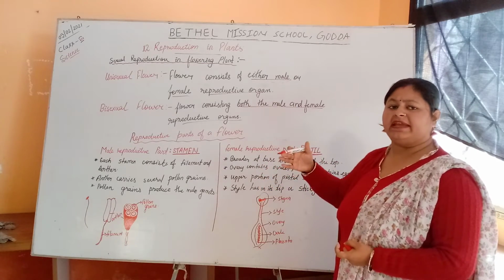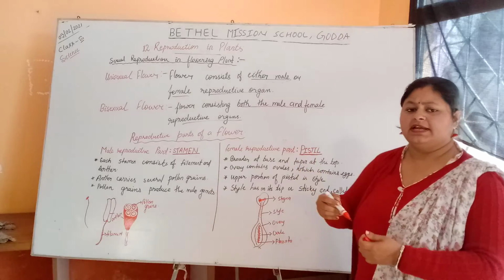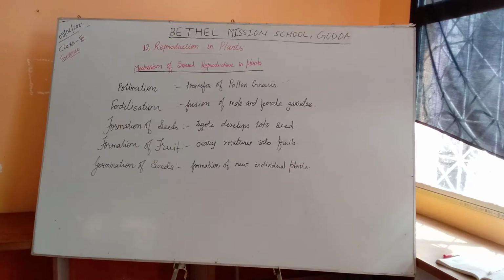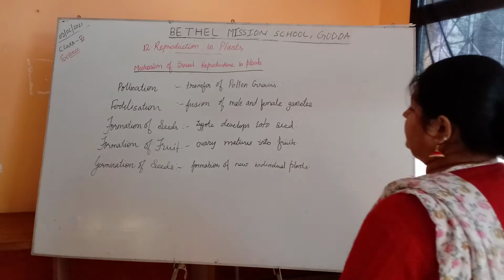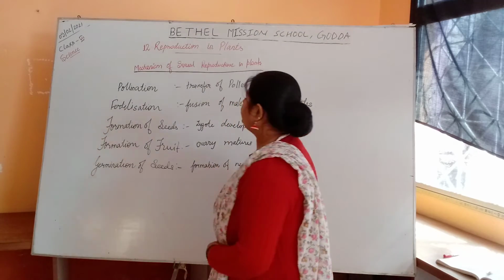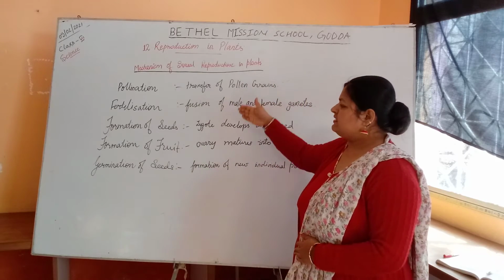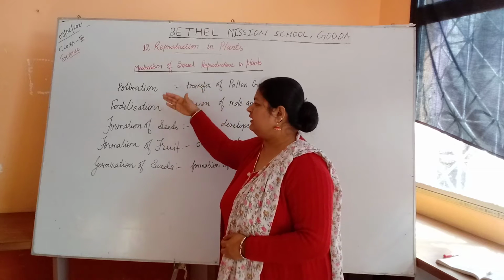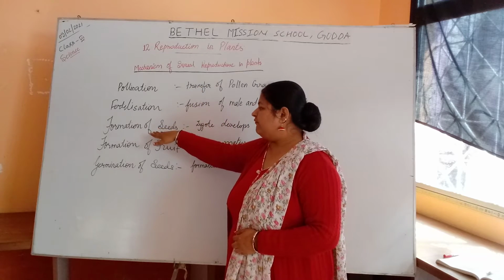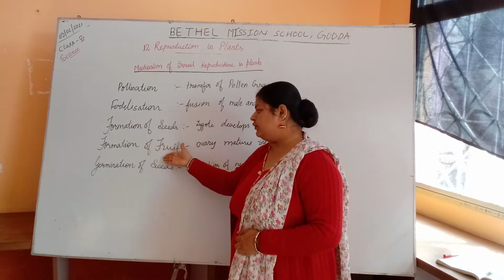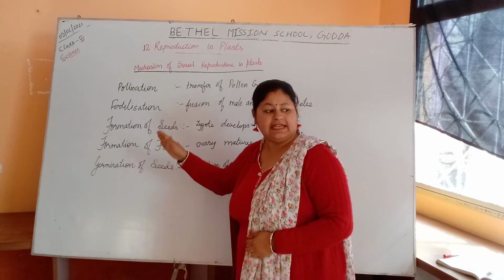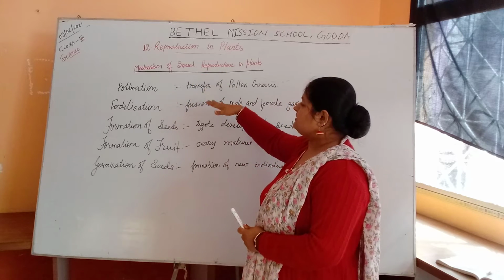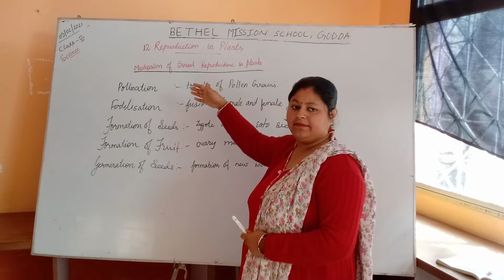Next we will learn the mechanism of sexual reproduction in plants. What are the steps followed by plants for sexual reproduction? They are pollination, fertilization, then formation of seed, then formation of fruit, and then germination of seed. This is the process or mechanism that is followed by the plant.